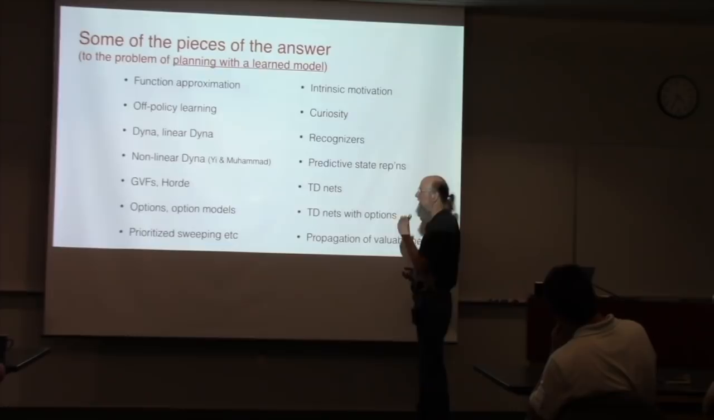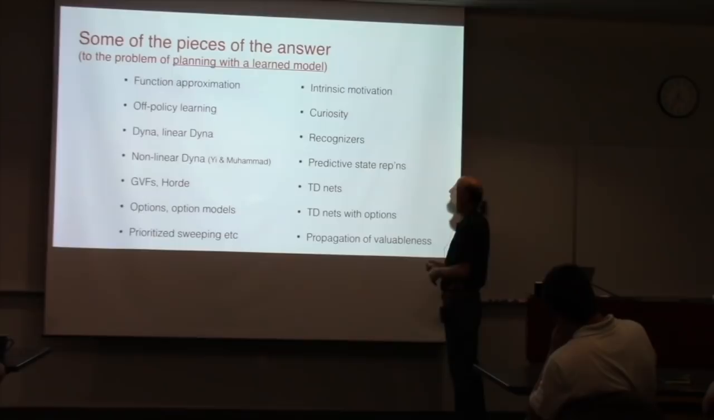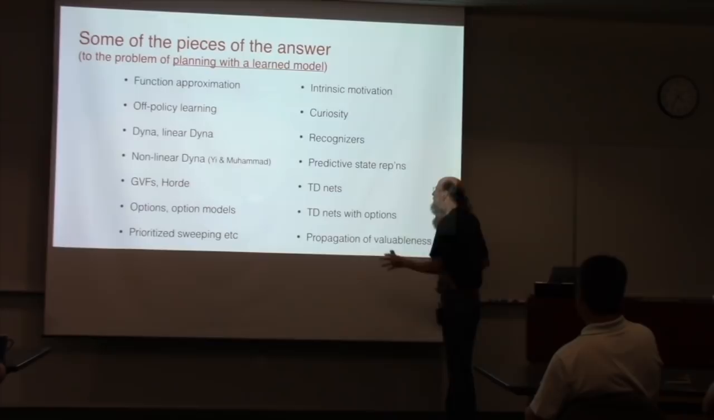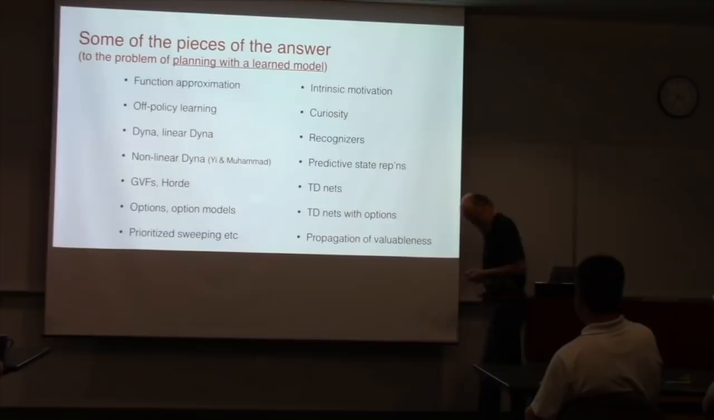So options are an answer to the one-step trap. And prioritized sweeping is a way of doing search control. Intrinsic motivation, curiosity is a way of structuring. I'll say some more about those at the end. And this is all about predictive knowledge and predictive state in TD nets have to do with doing it compositionally and doing it with temporal abstraction. And so these are some of the pieces that fit into this.